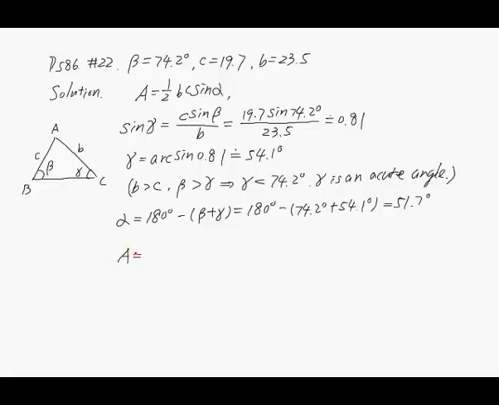A is equal to 1/2 times b times c times sine alpha. So this is equal to 1/2 times 23.5 times 19.7, and then times sine 51.7 degrees. Then this is approximately equal to 181.66, and then done.